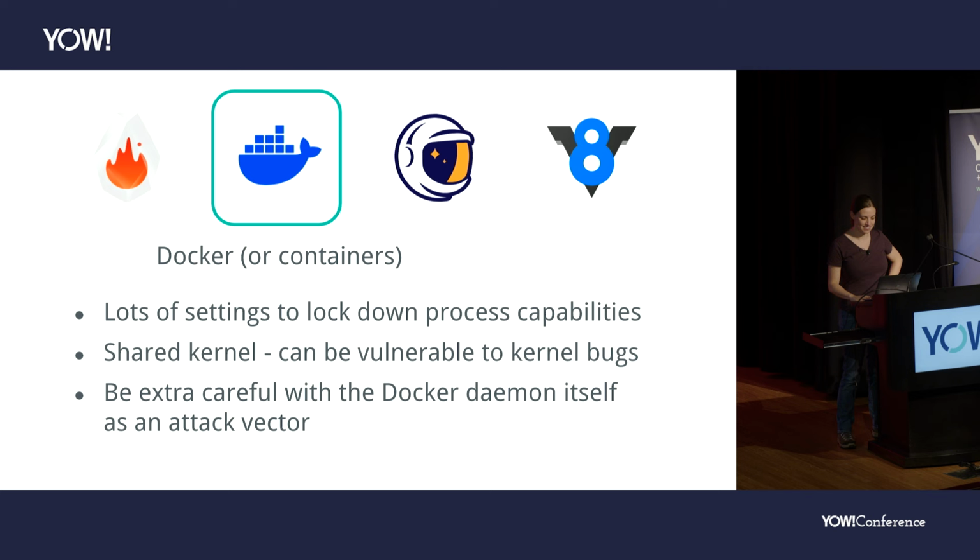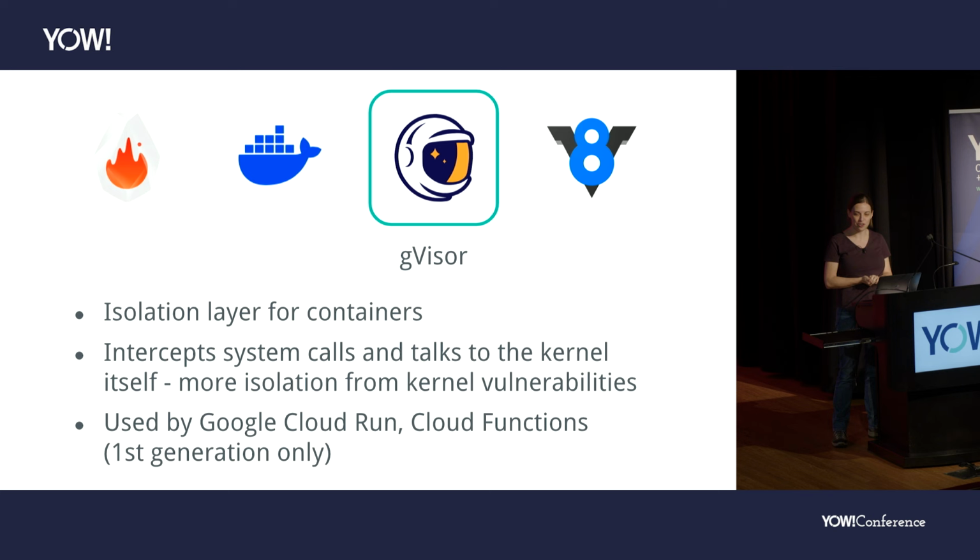Now, if you're not sure about this whole sharing the kernel and making syscalls thing, because it is vulnerable to, say, a bug in the kernel where some kind of malformed system call could get out of the sandbox, there is another layer called gVisor, which was built by Google. This was originally built for Cloud Run and Cloud Functions. They don't really use that anymore. They have a virtual machine-based version now. But this is an open source tool that you can use.